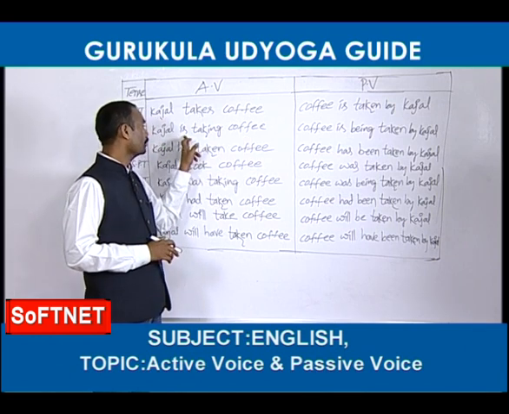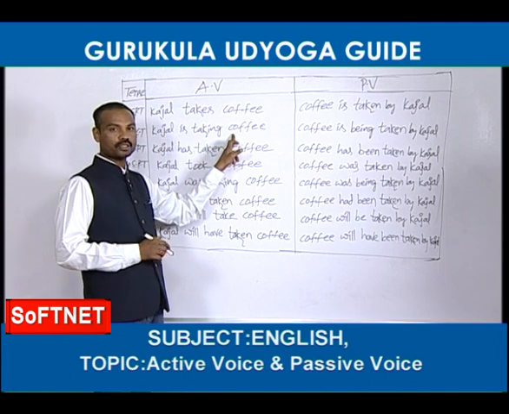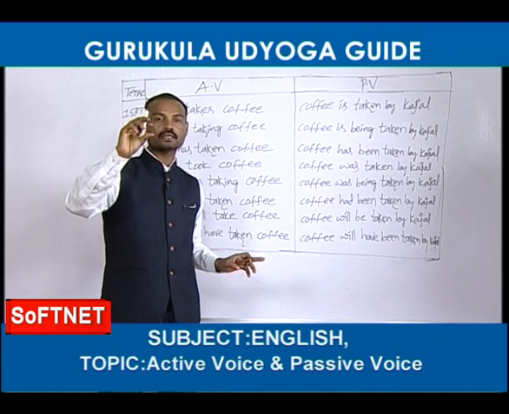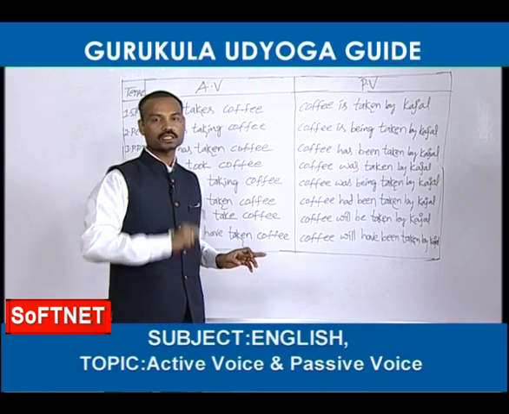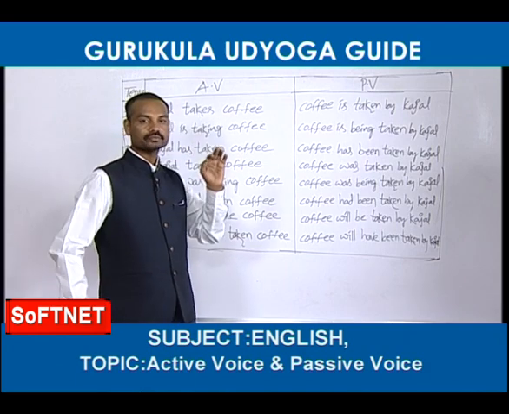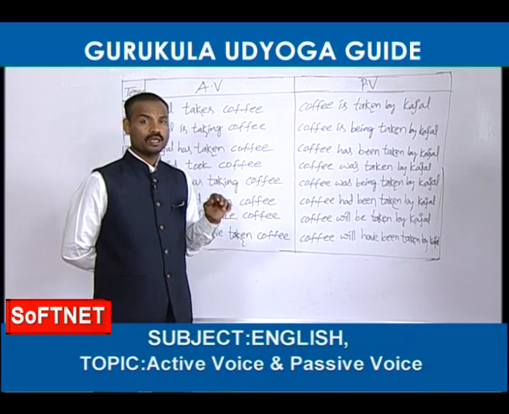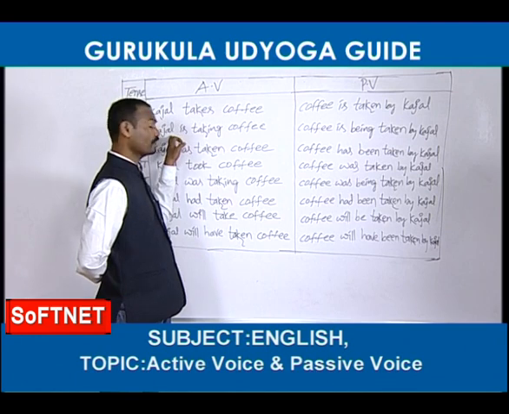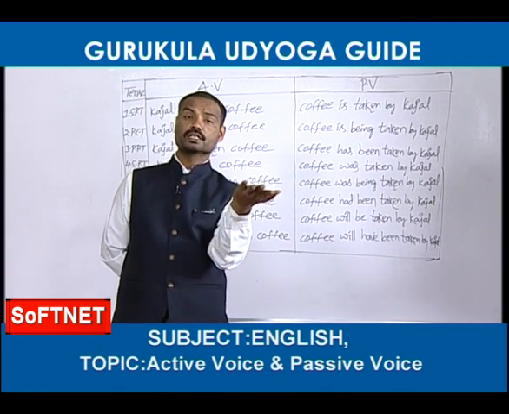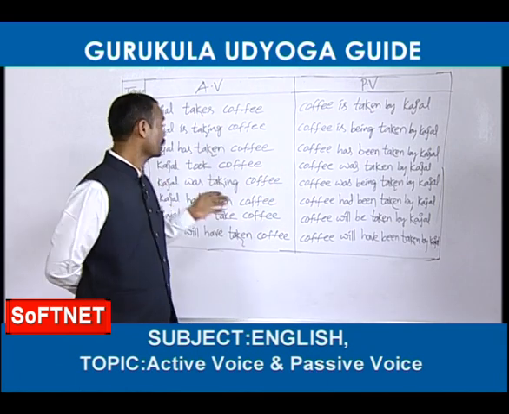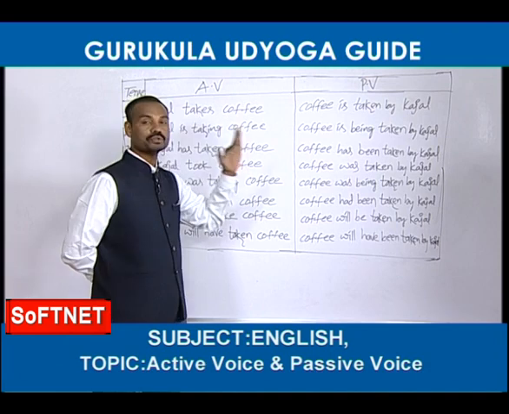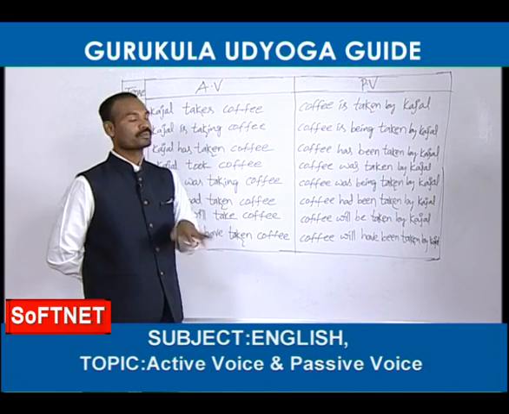See, how can you find out it is present continuous? Whenever you find am, is, or are plus ing form in the sentence, that sentence is in present continuous tense. See, Kajal is taking coffee. This is one active voice. How can you say that this is active voice? What is the definition of active voice? The sentence which starts with the subject is called active voice. So Kajal is the subject. It is active voice. Now we are going to change into passive voice.